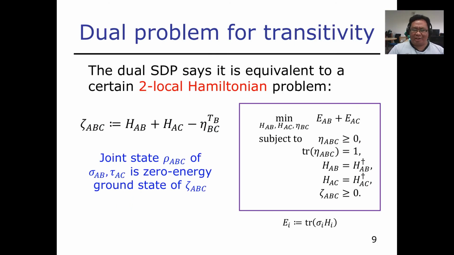It's worth mentioning here that if you consider the dual problem to our SDP, it says transitivity is equivalent to a two-local Hamiltonian problem. In particular, sigma and tau will have some joint state rho ABC, and this is the ground state of the Hamiltonian that we are trying to find.